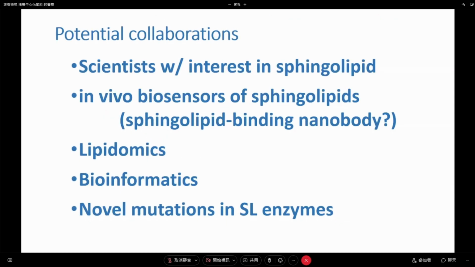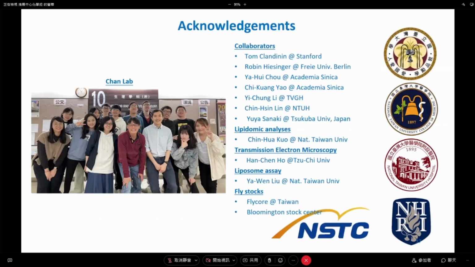For potential collaborations, we would like to work with scientists with interest in sphingolipids, and we are building in vivo biosensors of sphingolipids. I'm just showing you one case, but if you have more methods to make more probes, please let me know. And people with expertise in lipidomics, bioinformatics, or who have novel mutations in sphingolipid enzymes, let me know, please. And with that, I thank the people in my lab, where the money is from, and my collaborators. Thank you very much.